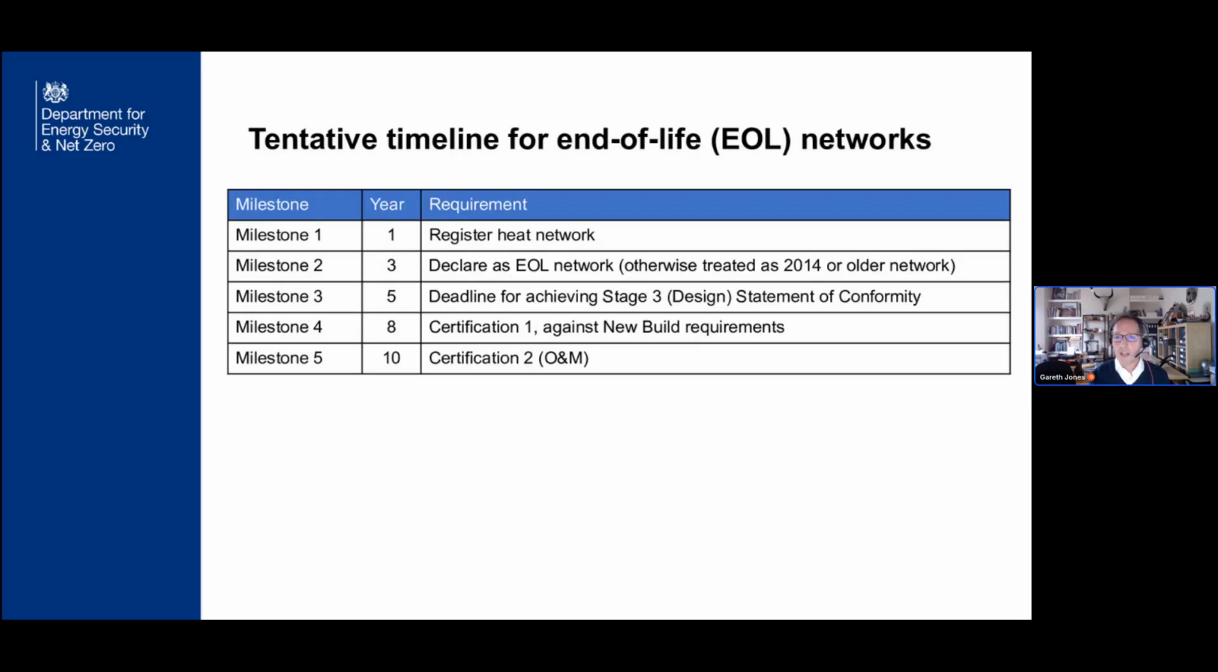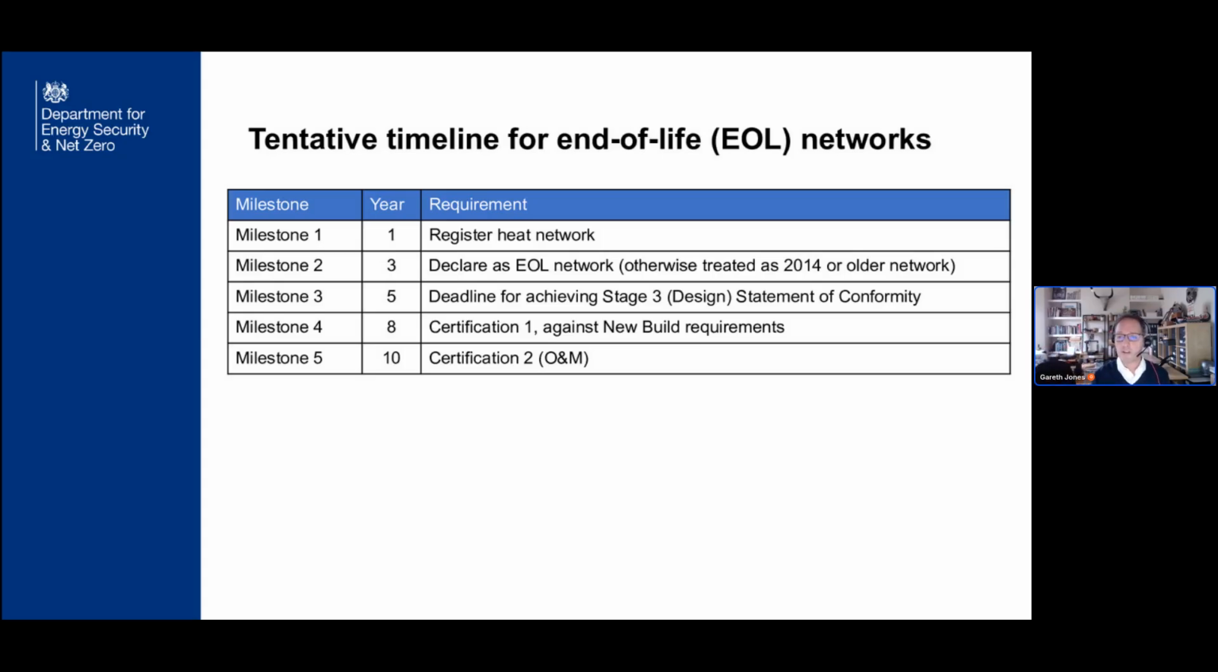Tentative time frame for end-of-life networks. We recognise there are quite a few networks out there which are probably nearing the end of life and will come to the end of life within this framework, within the sort of 10-year period. You would register your heat network, and then by year 3, you would declare as an end-of-life network.